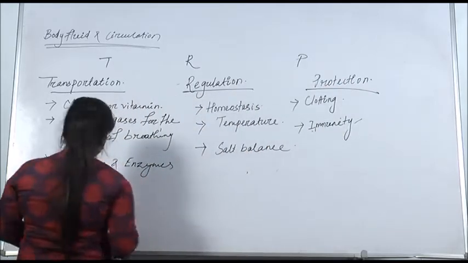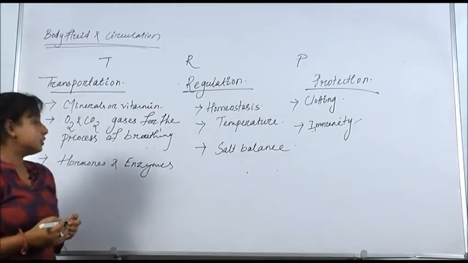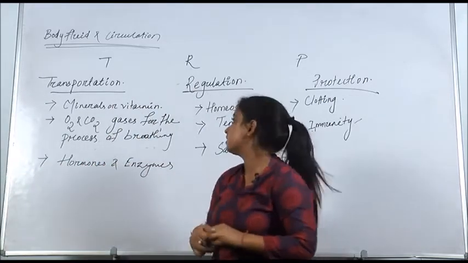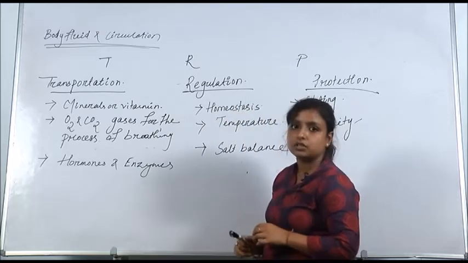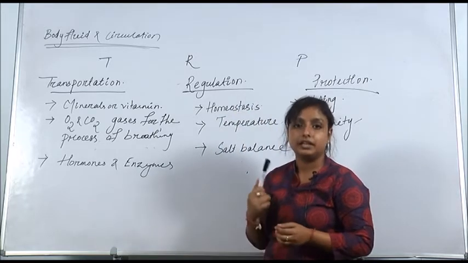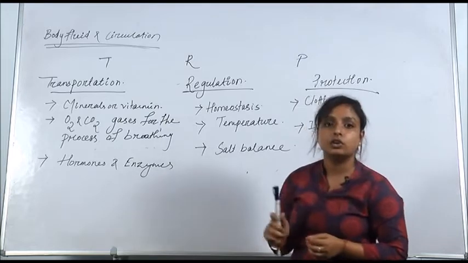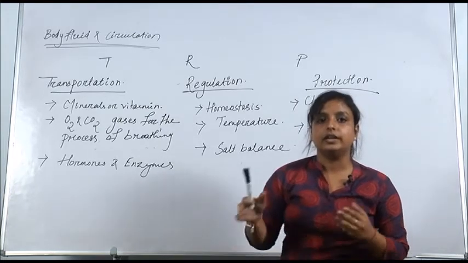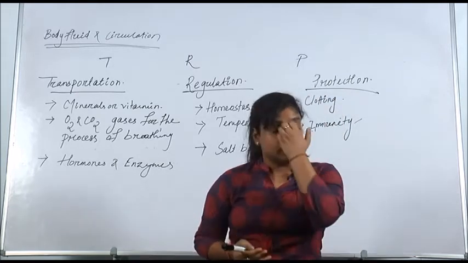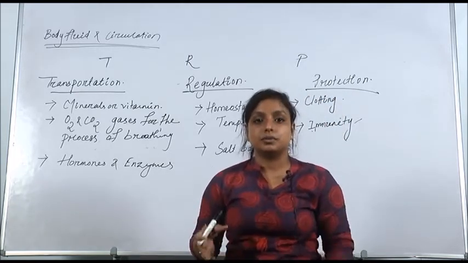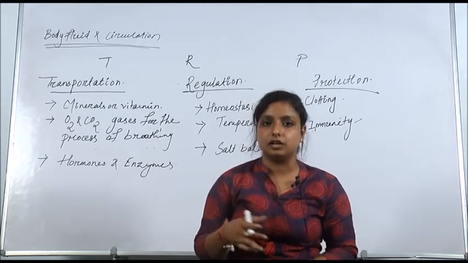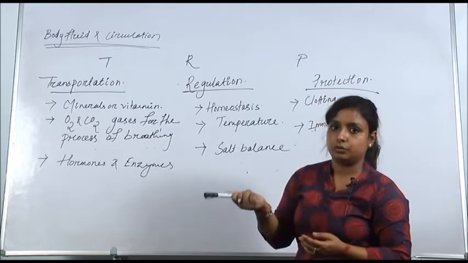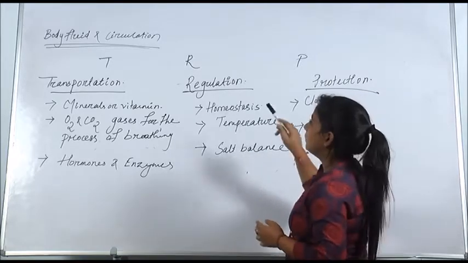Transportation of minerals, vitamins, oxygen, carbon dioxide like respiratory gases, hormones and enzymes that are responsible for maintaining the body processes. And how does it regulate our body processes? By maintaining homeostasis, by maintaining the temperature of the body, and by maintaining the salt balance of the body. Now what is salt balance? When we undergo diarrhea or any other body process where we lose a huge amount of salt, we need to go through a saline giving process. So this is how salt balance should be maintained, otherwise we need to be hospitalized. So this is maintained by the circulation process.